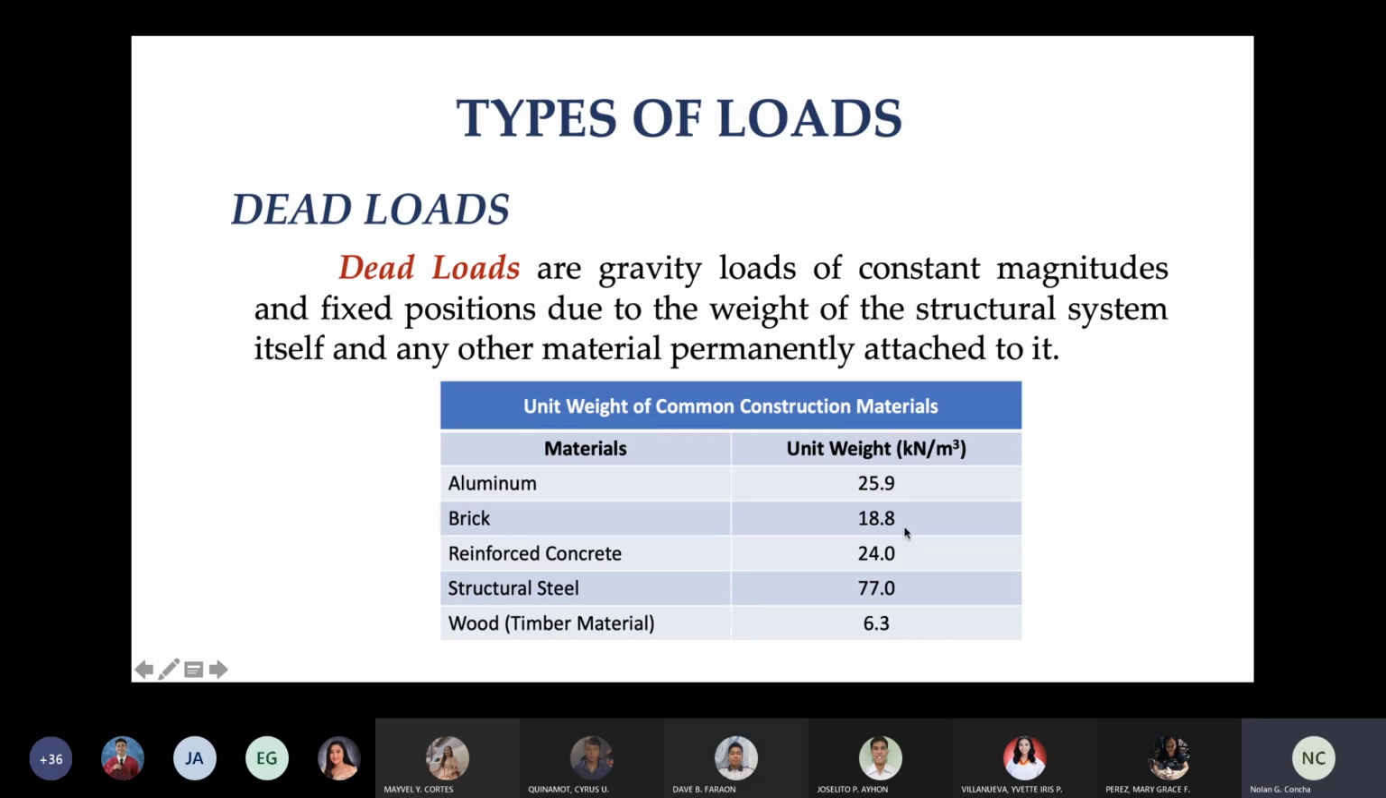So these are some examples of the unit weight, and we use them to estimate the weight of the structural member. So let's say we are calculating the weight of the beam or the column. Then we need to use these average unit weight values.